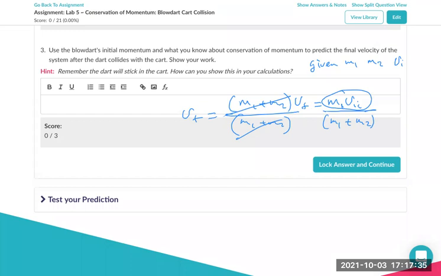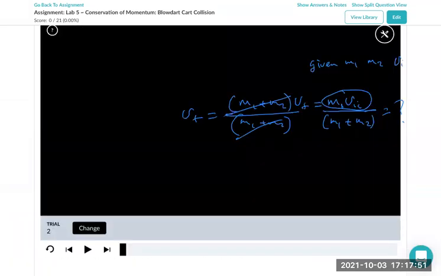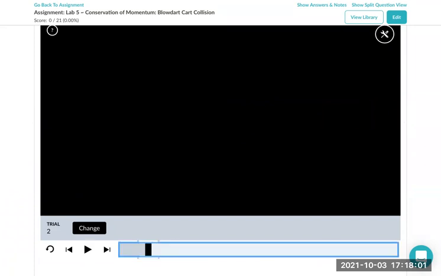Once you calculate this, whatever you calculate for the final velocity of the system, then you're going to predict. So you're going to test your prediction. You're going to log this particular answer. Then you're going to open this one, where now you're going to get the second part of the experiment. That means you're going to go through the entire thing. So for example, if you chose 2, you're going to come back to the instant where they collide.